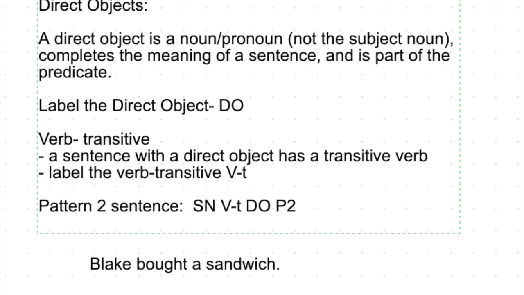Hi, fourth grade. Today we're going to talk about direct objects, transitive verbs, and pattern 2 sentences. So pause the video, grab a piece of paper and a pencil. Open up your textbook to page 214. Read reference 121 on your own. It says direct object, verb transitive, and pattern 2. And then I'm going to explain what this is saying.